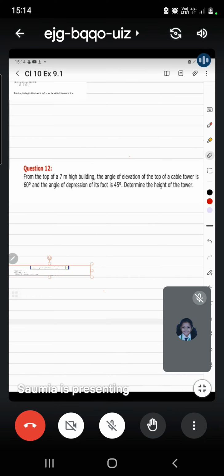Try drawing the figure. We know there are two things in the figure, a building and a cable tower. Drawn?